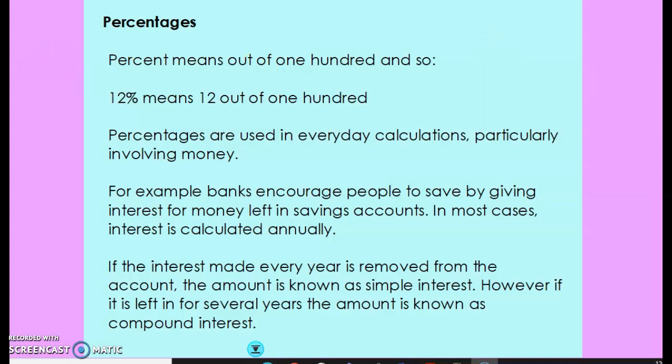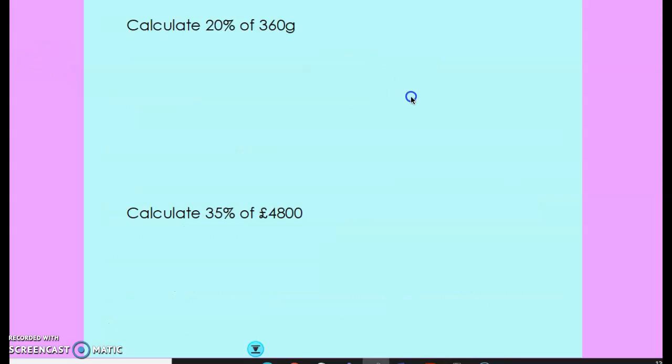Okay, let's have a look at some examples then. First one, calculate 20% of 360 grams. Now, there are various different ways of doing this. I want to show you a way that's going to work for every single percentage. Some of you might have already worked out the answer to this. The numbers on this one are quite straightforward. If it was more awkward numbers, here's what we'd do.